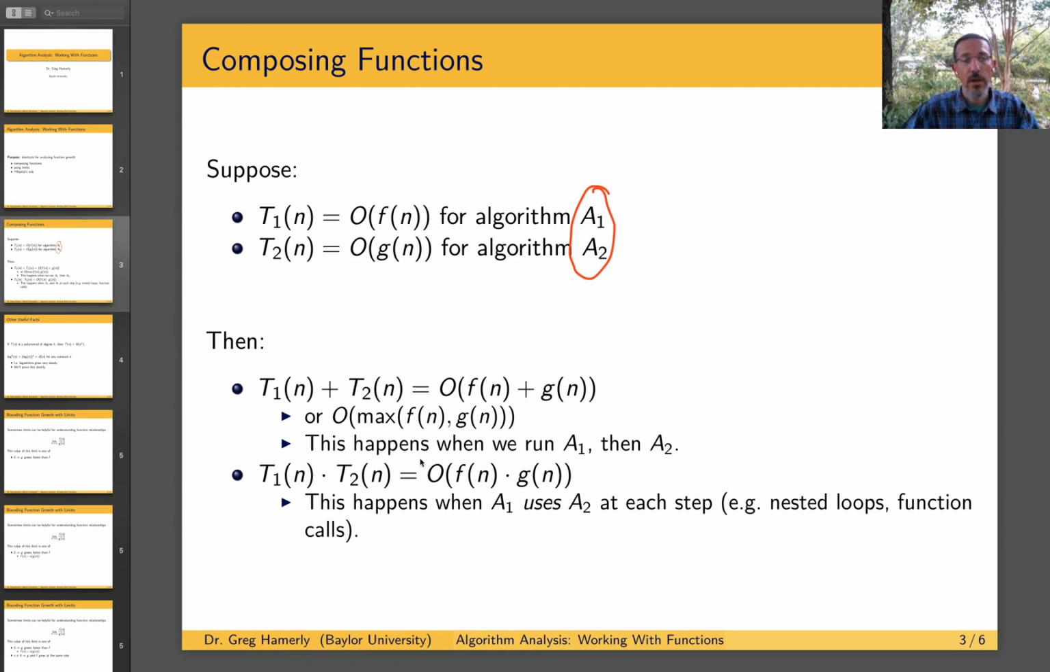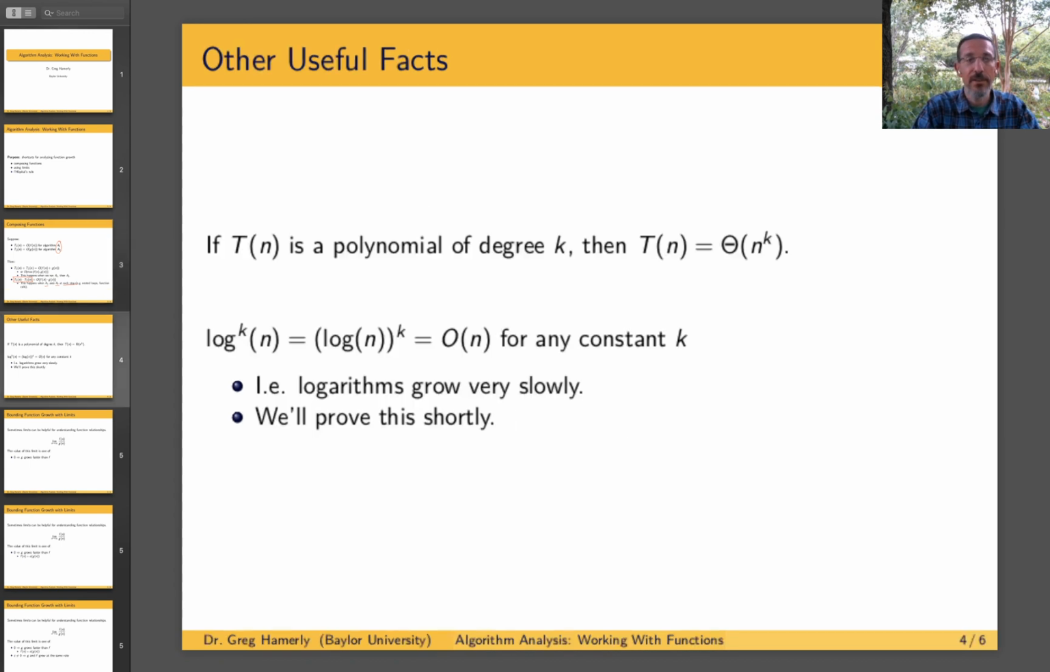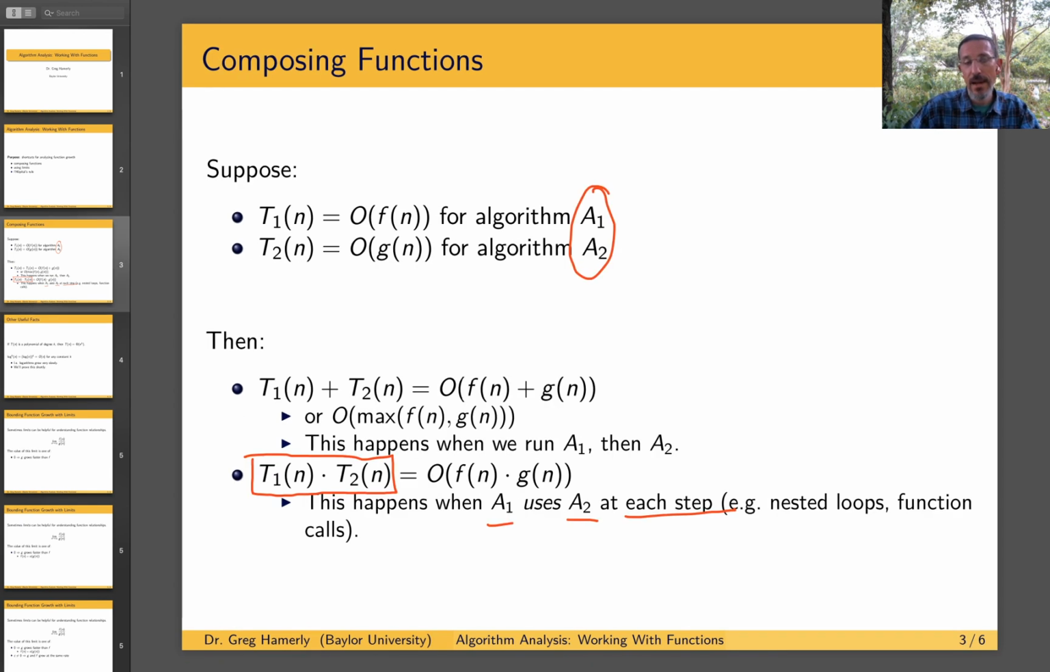On the other hand, what if we ended up with a runtime that is T1 of n times T2 of n? Well, then we would just multiply together f times g. And this would occur anytime that, say, A1 uses A2 at each step. So every single step that A1 does calls A2. And this could be because of nested loops or function calls. For example, every step that A1 does is a function call to A2. And this again occurs naturally in these kinds of contexts. We often see nested loops and this sort of thing. So we can combine the analysis of different running times just by adding or multiplying them together, depending on if we're running them sequentially or they're calling each other.